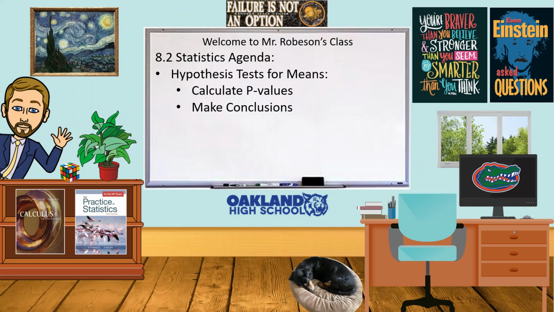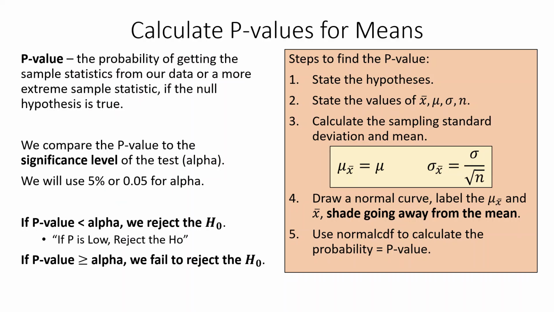Hey folks, we are back with 8.2 here. We learned how to write our hypotheses and check our conditions last time when working with means. Today we're going to go over how to calculate the p-values and how to make the conclusions of our hypothesis test. All right, so just like before, our p-value is a probability.